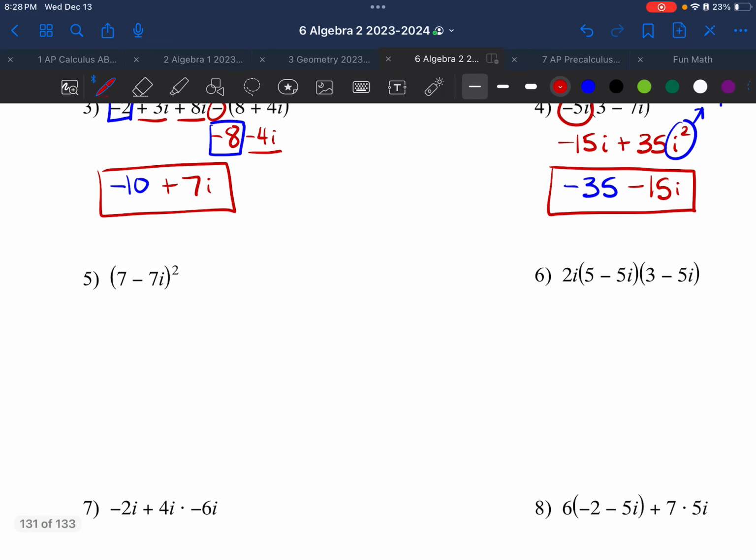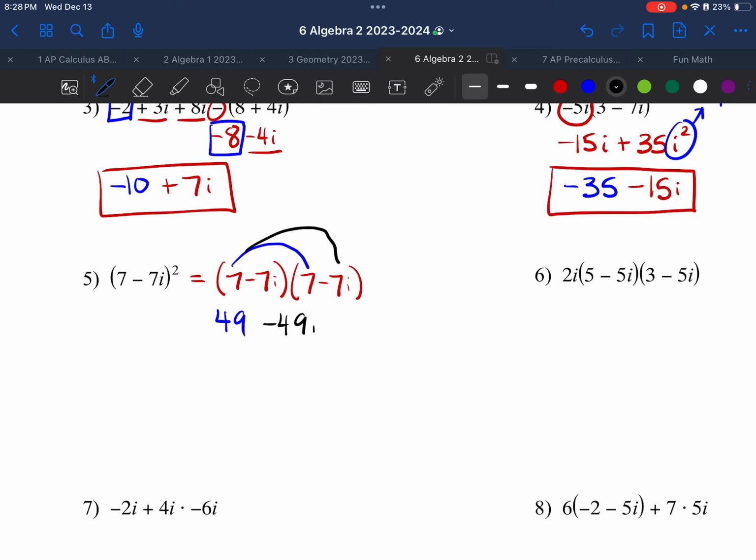In number 5, we need to rewrite this. Whenever I have a power of 2, that means I'm multiplying this base by itself 2 times. So this is going to be, in parentheses, 7 minus 7i times itself, 7 minus 7i. I'm ready to distribute. 7 times 7 is 49. 7 times a negative 7i is a negative 49i. And then I'm taking this negative 7i, I'm including the sign in front of it. It is a very common mistake to ignore the sign in front of it. And I'm going to distribute that negative 7i into the 7, and that's going to be another negative 49i.